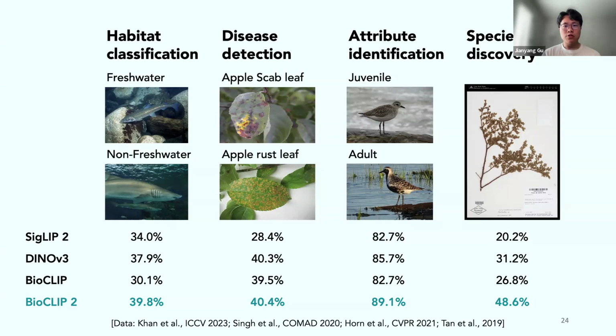However, here we show that by training on a large number of biological organismal images, BioClip 2 is really doing great on all kinds of visual tasks. So this superior performance really depends on the ecologically meaningful representation space of BioClip 2, and therefore we would like to look into the embedding space.